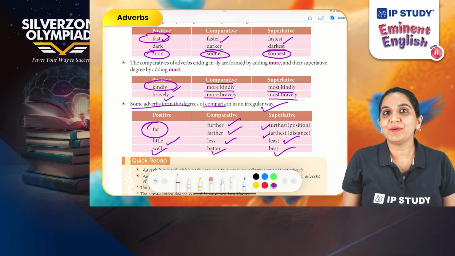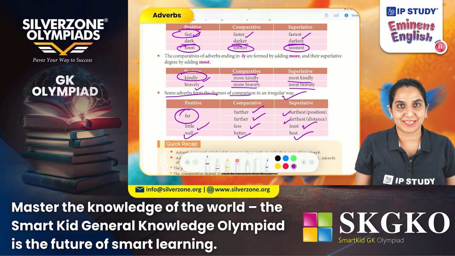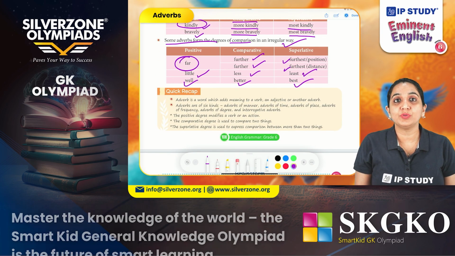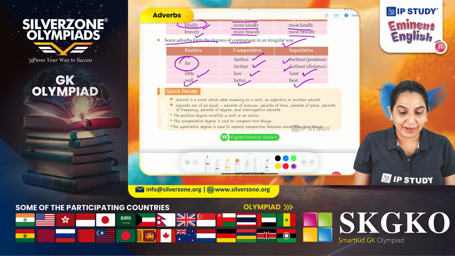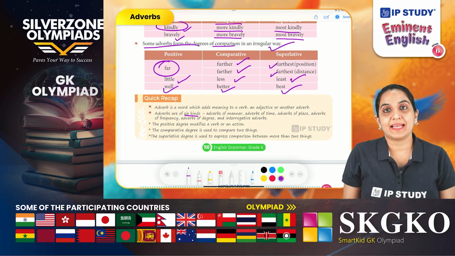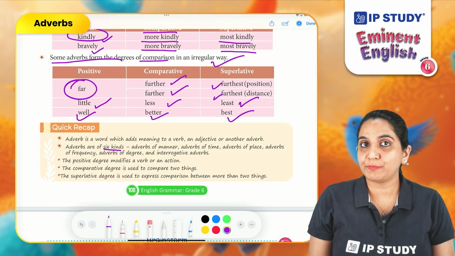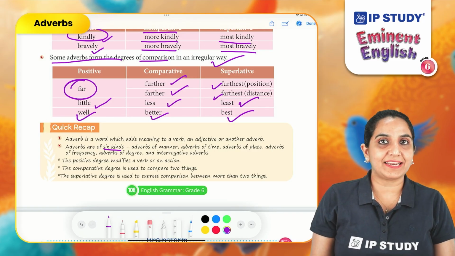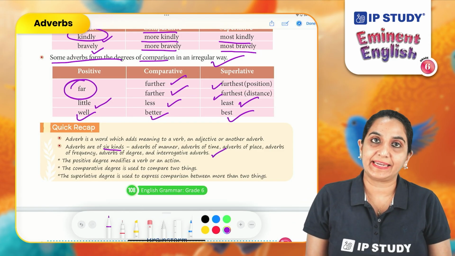So this was all about adverbs. Let us do a quick recap before we close this session. An adverb is a word which adds meaning to the verb, an adjective or another adverb. Adverbs are of six kinds: adverbs of manner, adverbs of time, adverbs of place, adverbs of frequency, adverbs of degree and interrogative adverbs, and we have studied all of these kinds in detail.